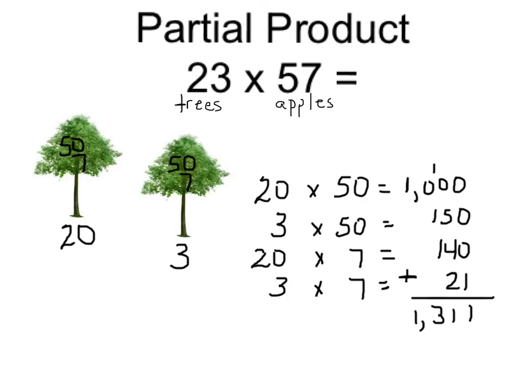And if you look, what we've done is we've taken 23 trees, we've given them 50 apples, 23 trees again, each getting 7 apples.